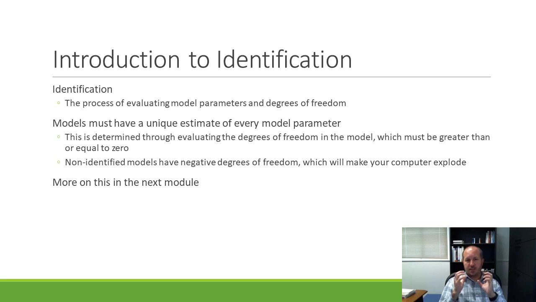We need to have at least 0 or greater than 0 degrees of freedom in order for the model to work. If you have negative degrees of freedom, essentially what happens is that you have more than one estimate for every possible parameter. And we need a unique estimate for every parameter in the model. But we'll cover a lot more about identification in the next module.